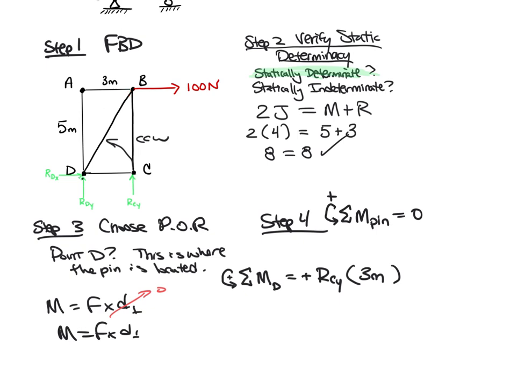It goes, what was that, Gigi? Clockwise rotation. Is clockwise rotation positive or negative? Negative. So this will be minus 100 newtons is my force. And what is the perpendicular distance to point D from that line of action? 5 meters. Good job. Okay? Again, focus on the line of action.